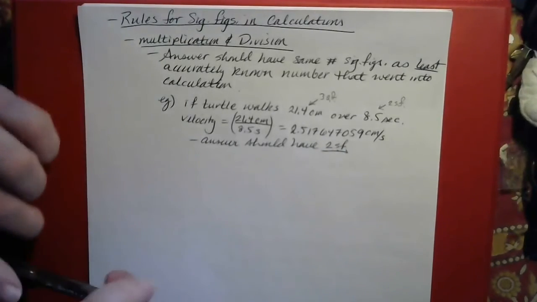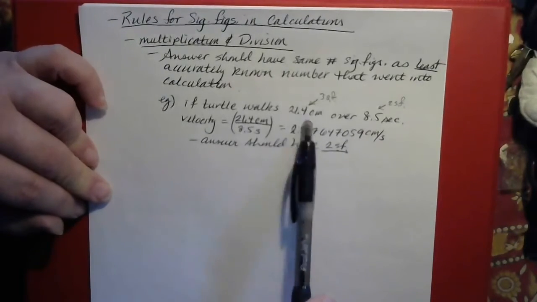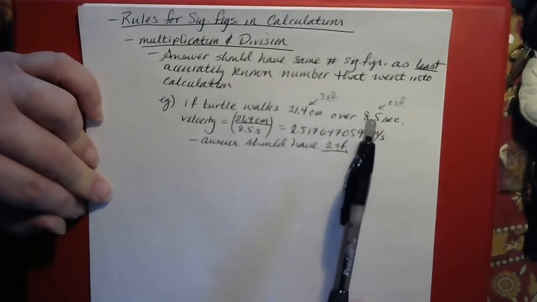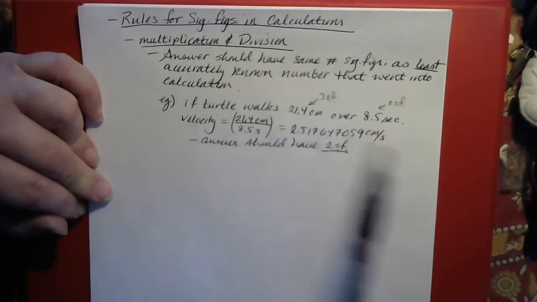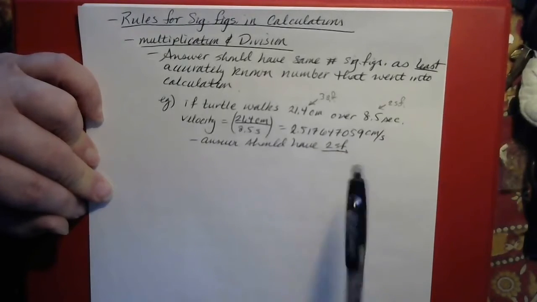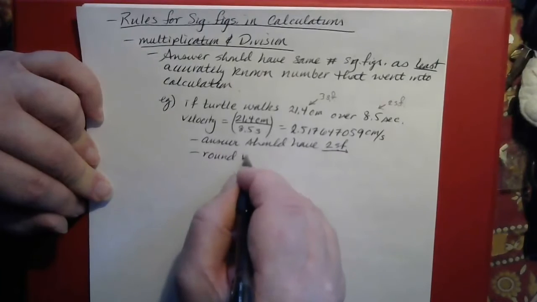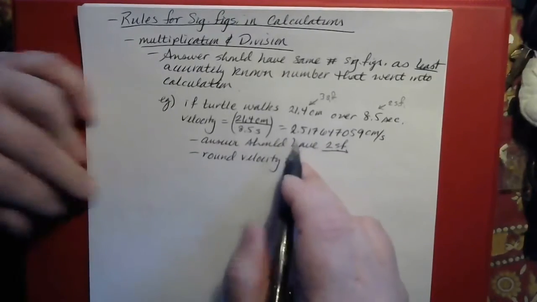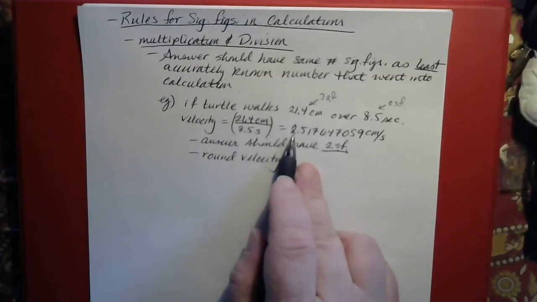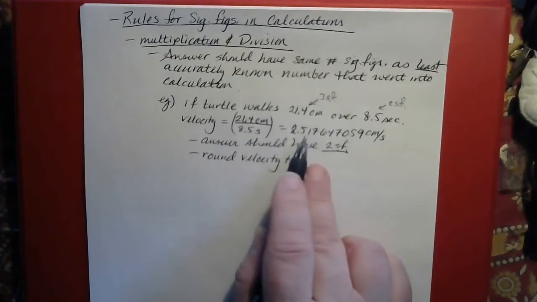So the answer should have 2 significant figures. We knew the time less accurately than we knew the distance, and so the time is going to limit the accuracy with which we can know the velocity. So rounding this number off to 2 significant figures means the 2 counts and the 5 counts, but everything after that has to go.